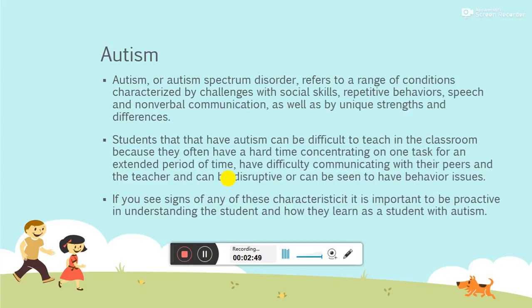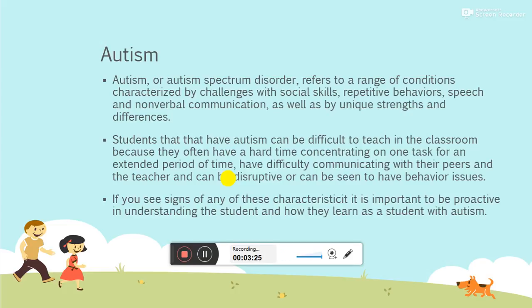So the first one that I'm going to talk about is autism. There's a wide range of autism. Autism is actually specified as autism spectrum disorder because they can have slight autism, they can have an extreme autism. So sometimes the warning signs or the characteristics of autism might not be as noticeable in students who have a slight case as in those who have a more intense case of autism.